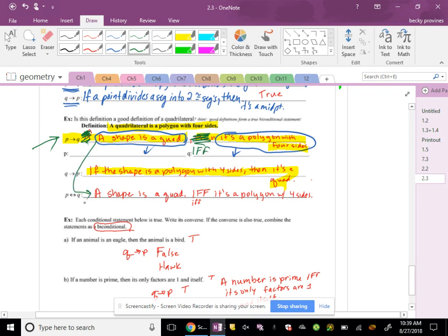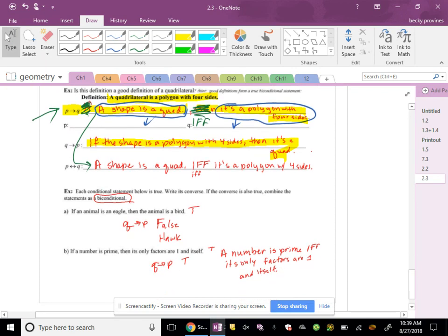And I want you to look. That's exactly what we have here. A shape is a quadrilateral if and only if it's a polygon with four sides. I do not care if you make IFF uppercase or lowercase as long as you write it. And that's how you write your biconditional.